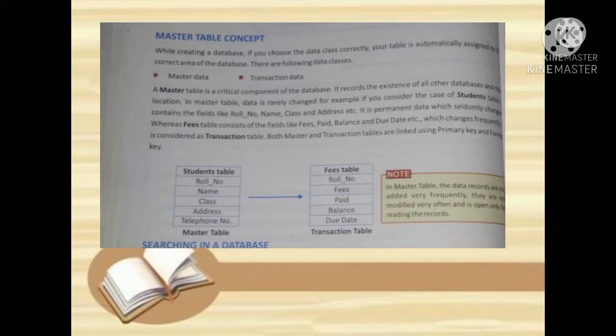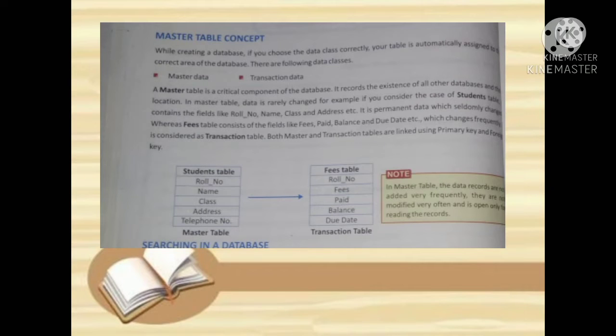There are two types of data classes, master data and transaction data. Now what exactly is master data? Master data means data that you don't change frequently, and transaction data means data that needs to be changed frequently. For example, here we'll consider the data regarding the student's record. Their roll numbers, their names, addresses are the records which are never going to be changed, or will be changed very rarely.